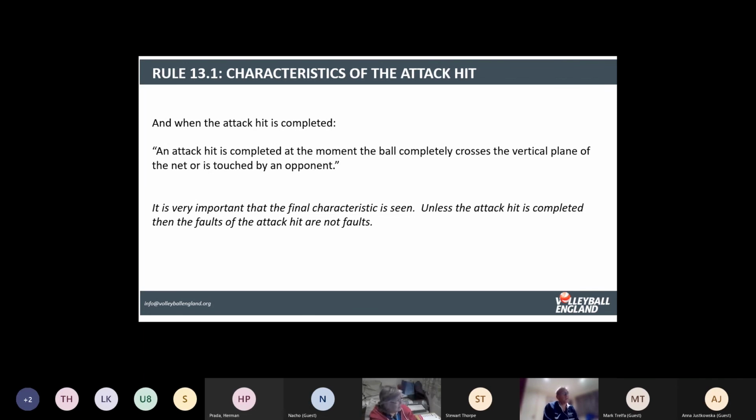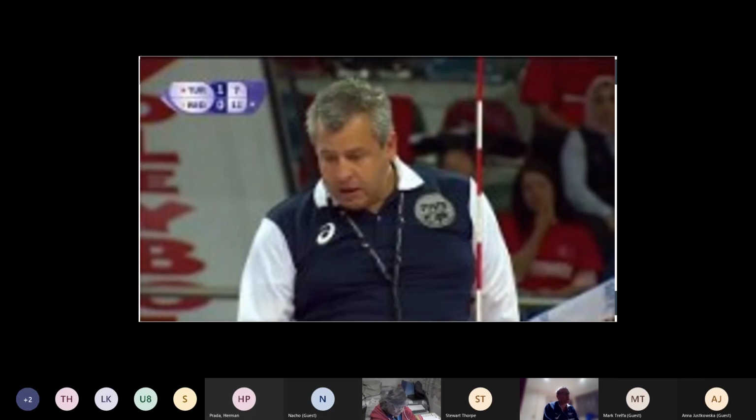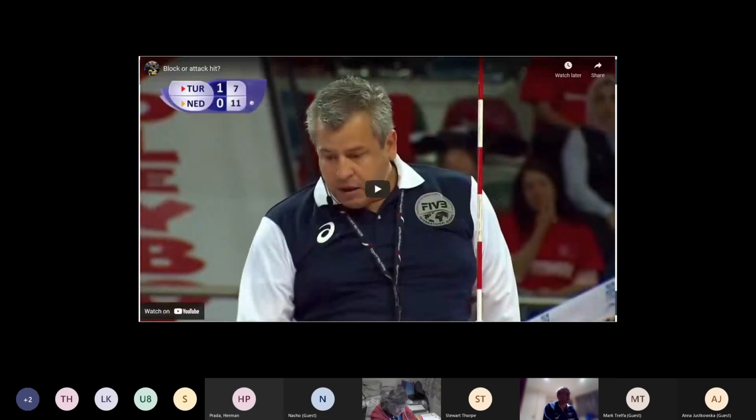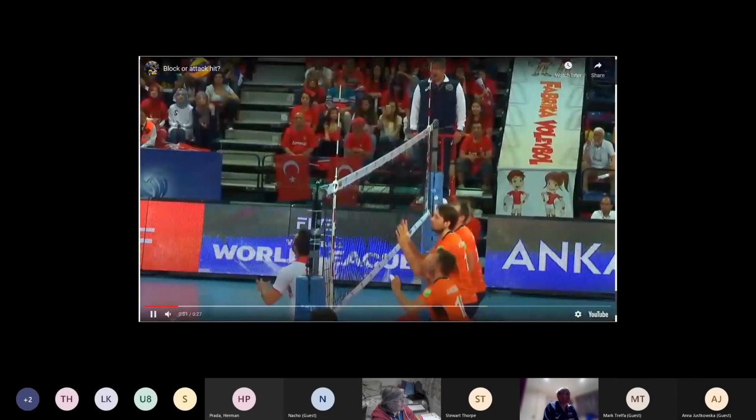Okay, so what we're going to do is have a quick look at a first video. You might have seen this one before. And this is about what is and isn't an attack hit. And I'm not attempting to bring in the rules on blocking at this point. This is just simply, is this an attack hit or not? Okay, so let's just have a look at this one. It's in slow motion.